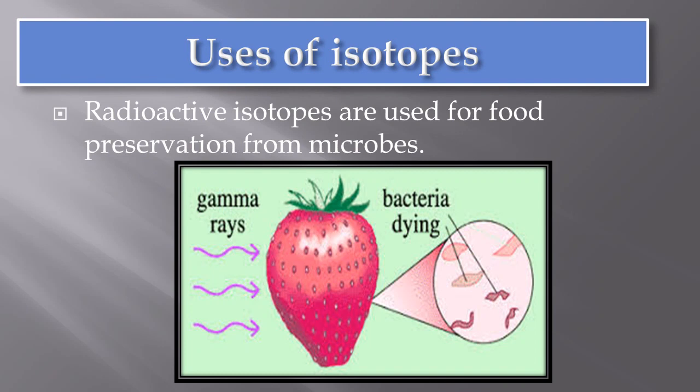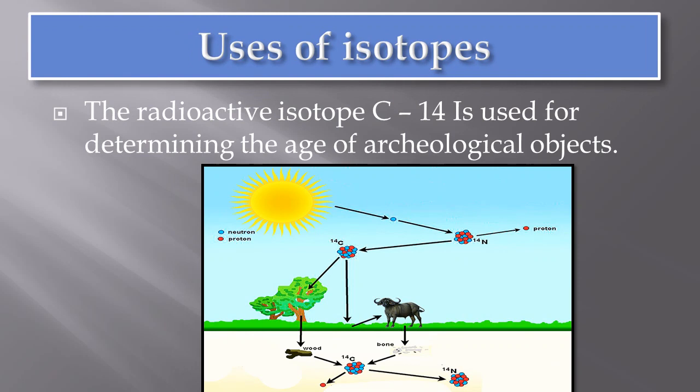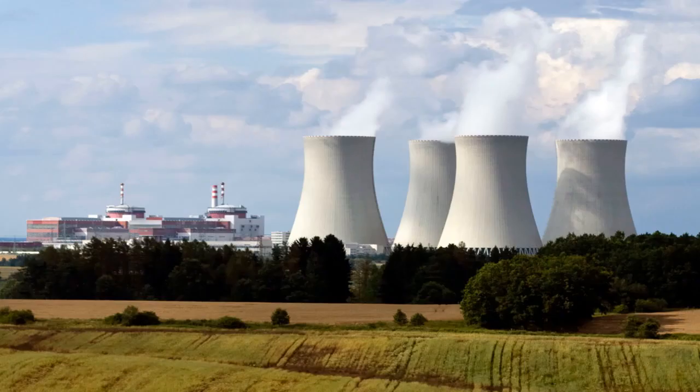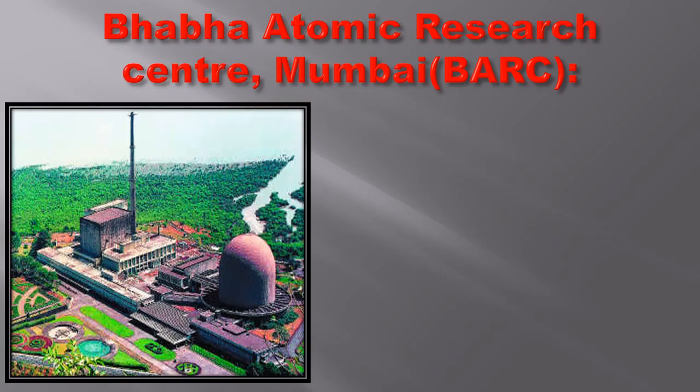Radioactive isotopes are used for food preservation from microbes for a longer duration. The radioactive isotope carbon-14 is used for determining the age of archaeological objects. Our next and last topic is the nuclear reactor. Students, the first nuclear reactor is at the Bhabha Atomic Research Center in Mumbai, in short known as BARC. Let's see the BARC nuclear reactor.